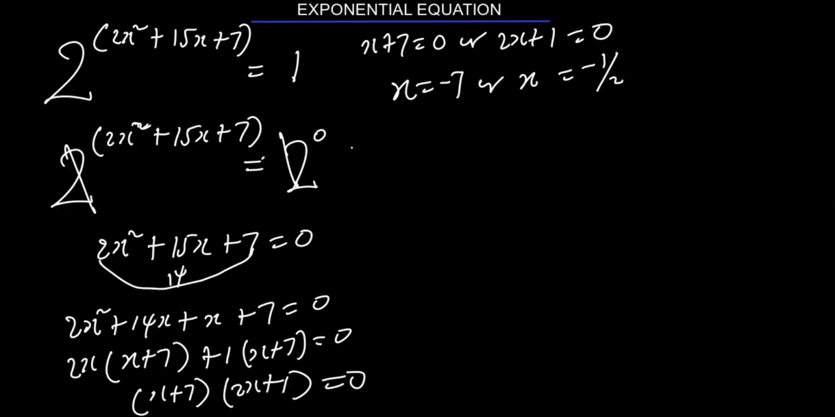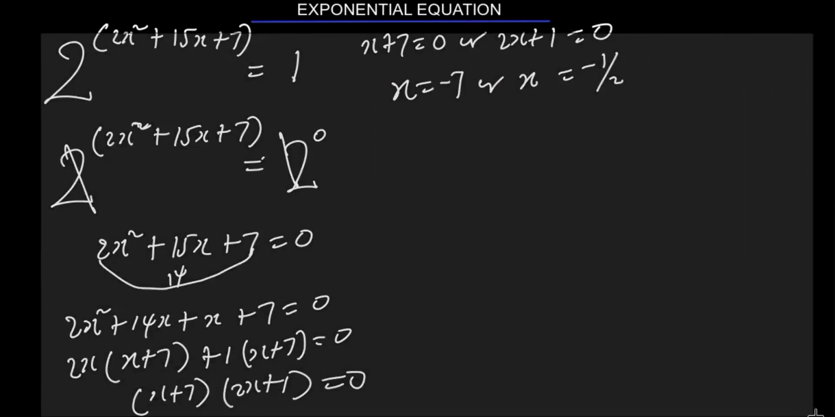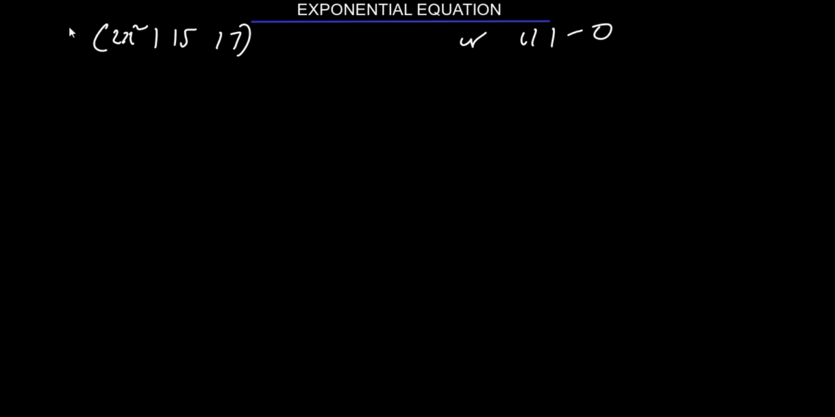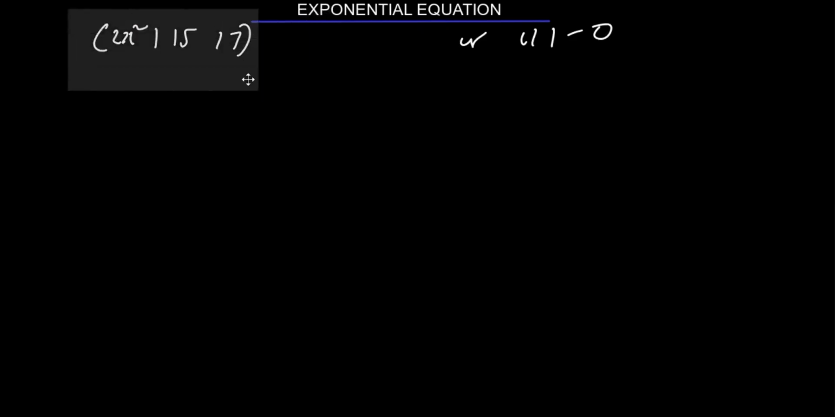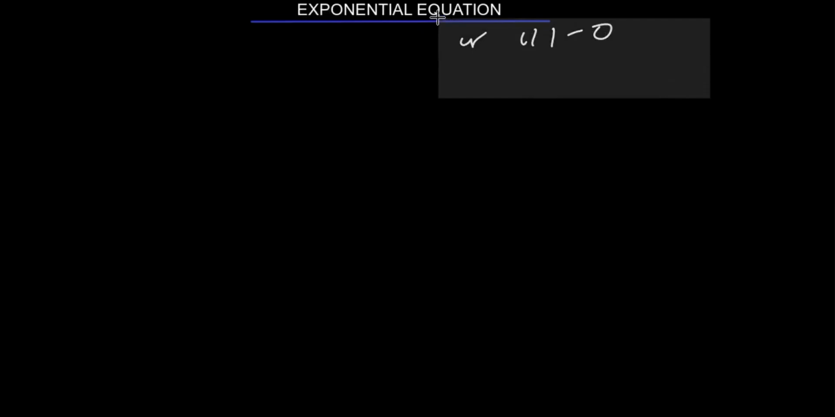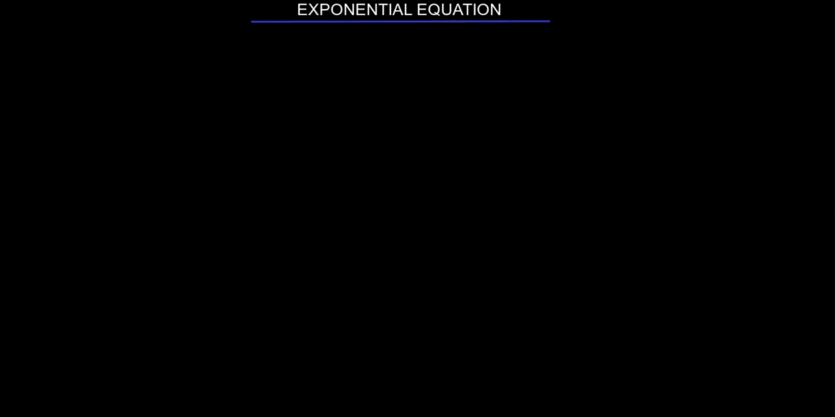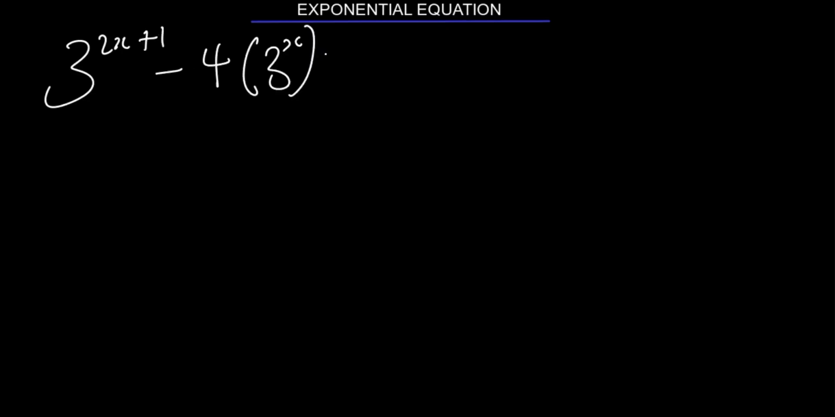Also, the last question for today is this. And the question is mostly common in exams. If I have 3 to the power of 2x plus 1 minus 4 times 3 raised to power x plus 1 equal to 0.